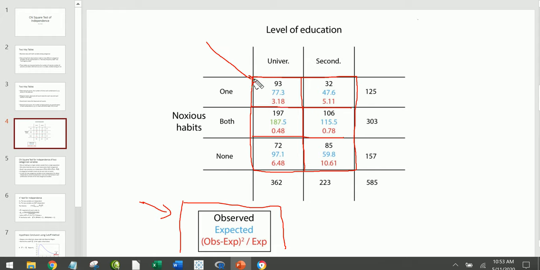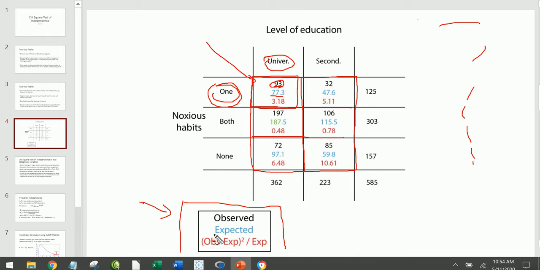So by the way, this is an example of a cell in this table. 93 is the observed number of subjects. If you recall that little data set I had over here, that's 93 of those subjects, of those rows in that original raw data, had level of education, university, and noxious habits, 1. So that's the combination of university and 1 for noxious habits. Okay, so you could think of this as the intersection between this event and this event. Okay, if you're thinking in terms of probability, and we're coming right off of a discussion in probability prior to this topic. Okay, what's next?